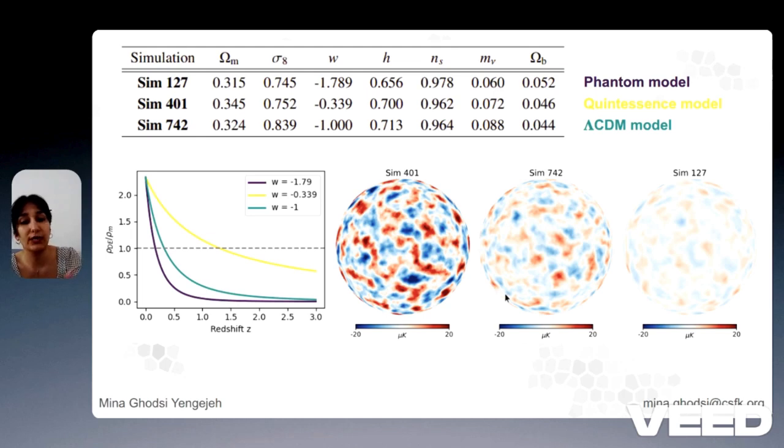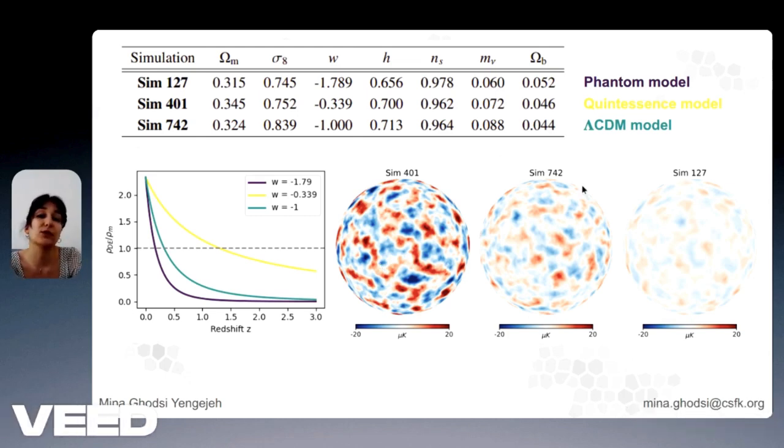Actually, I removed low L below 10 here to see it better. These are the output ISW maps. But how can we explain why we have a more pronounced, stronger signal in simulation 401, our quintessence model, for example, compared to our ΛCDM or phantom model? To answer this question, we can look at this plot. I didn't use all of these cosmological parameters, to keep it simple. I only changed the w parameter, for three different values of w.